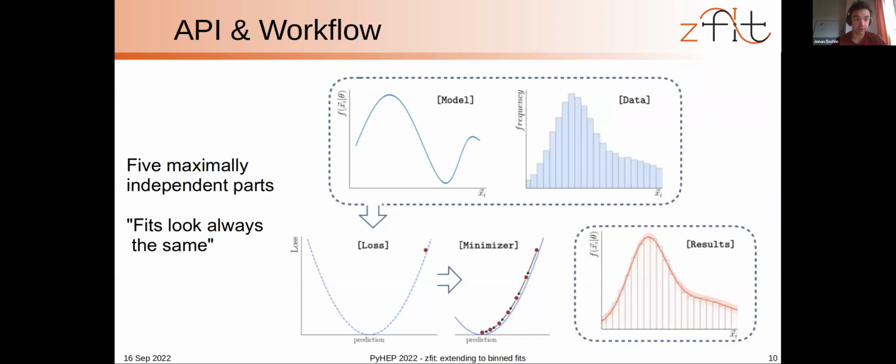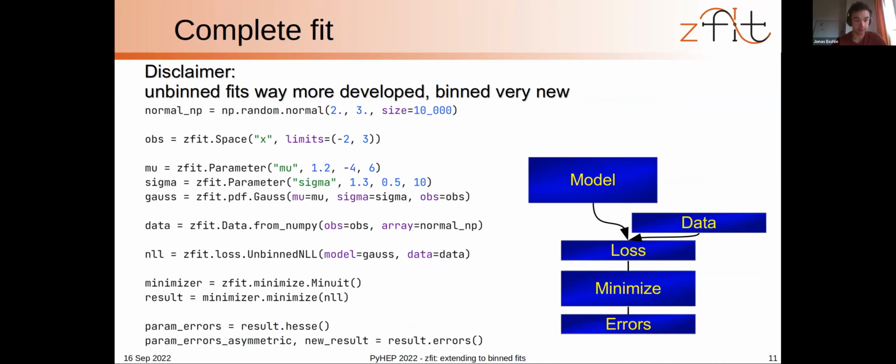The basic idea, and you will see that throughout the tutorials, as we will go to some more hands-on stuff soon, is that Zfit has five independent parts: building your model, your data, creating a loss out of them, minimizing it, and getting a result. With that, the fit always looks a bit the same, but that's exactly the goal of it. So this is a simple fit. We will have this in an introduction tutorial, but it will always look very similar. This is now an unbinned fit, but we'll go to the binned fit very soon.